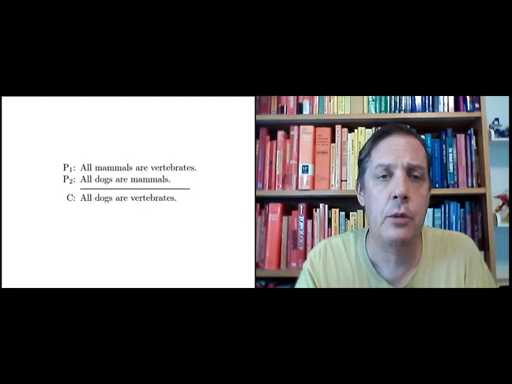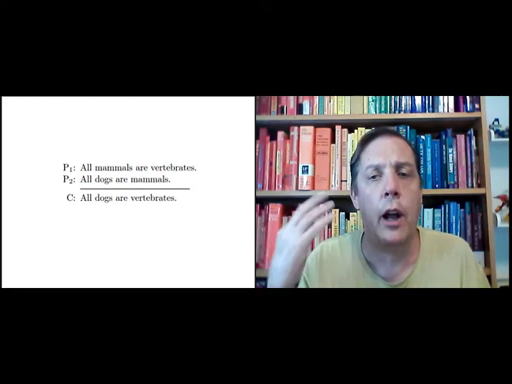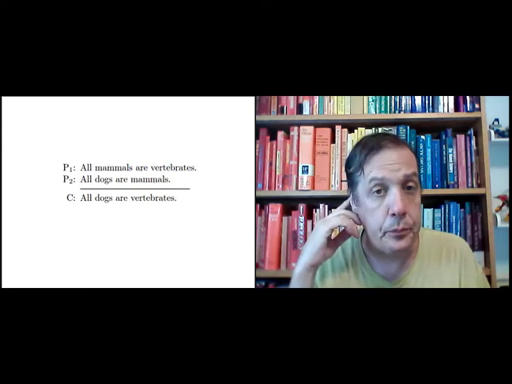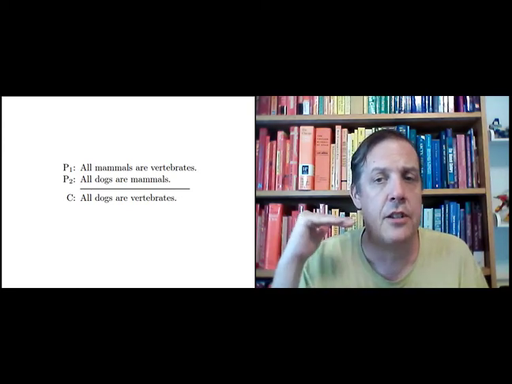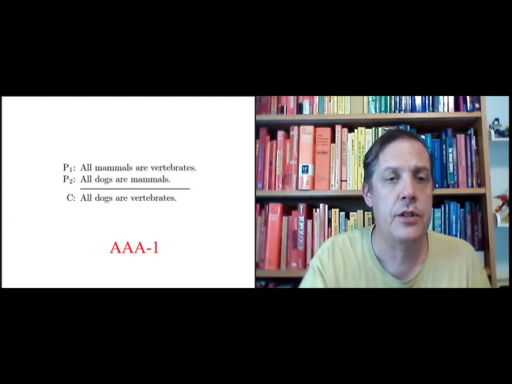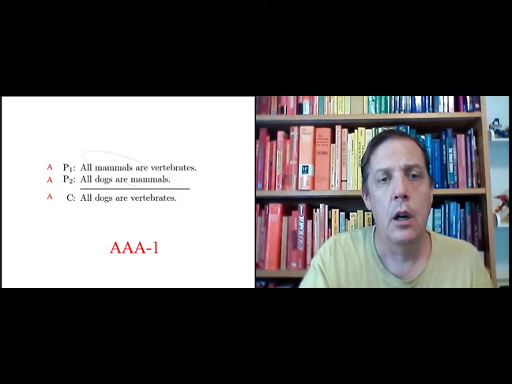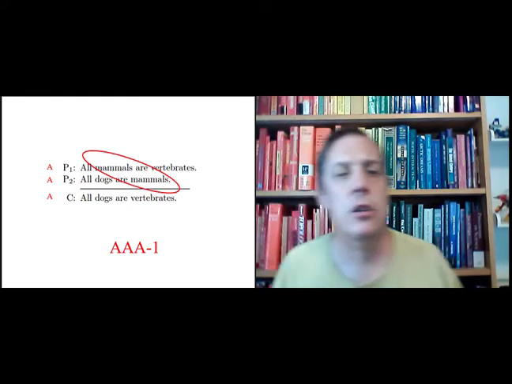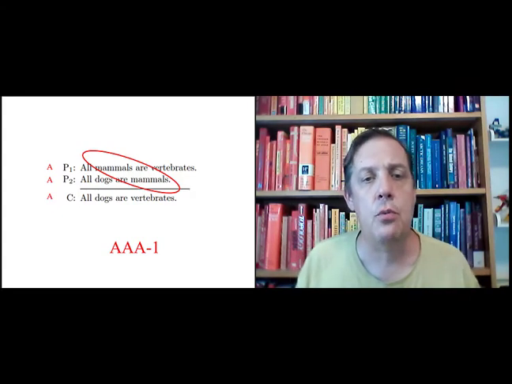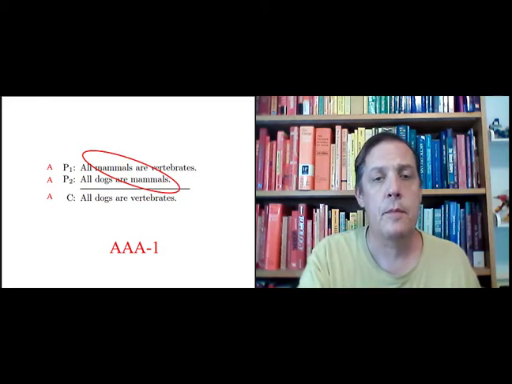So for what we're going to be doing now, the other thing we need to know right away about this argument is that it's classified as AAA1, and that's because the first premise is mood A, the second premise is mood A, and the conclusion is mood A. Also, the middle term slants down and to the right, and that means that it is in figure 1. All right.